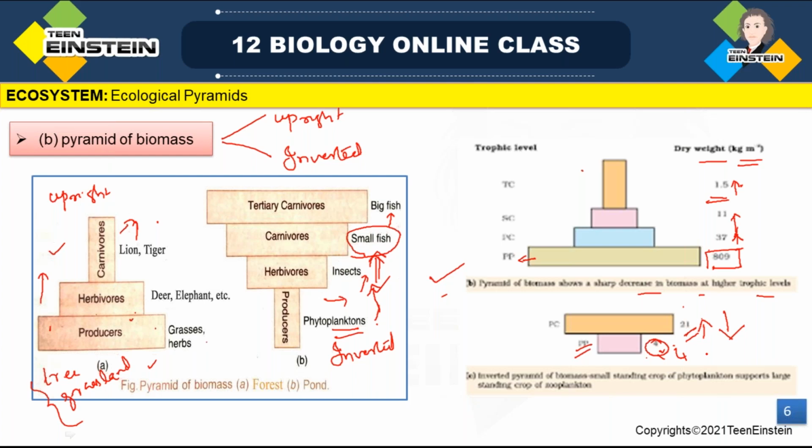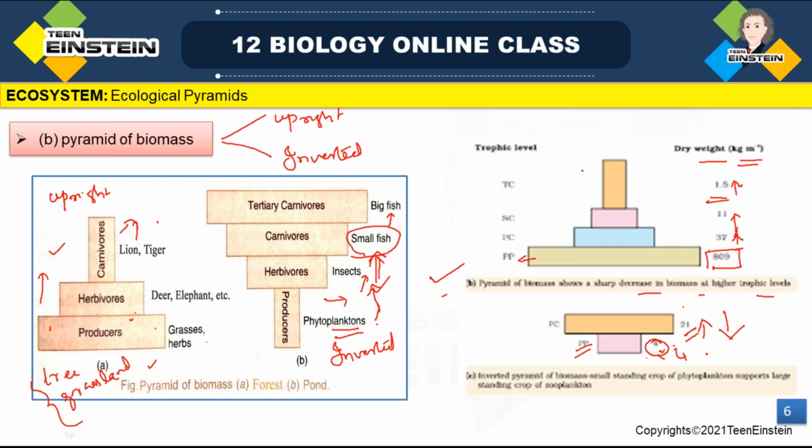So what we can say, in an aquatic ecosystem, the pyramid of biomass may be inverted. For example, the biomass of zooplankton is higher compared to phytoplankton. Another reason is the number of generations: so many generations of phytoplankton may be consumed by a single generation of zooplankton. Right? So the biomass of fish may be still larger.